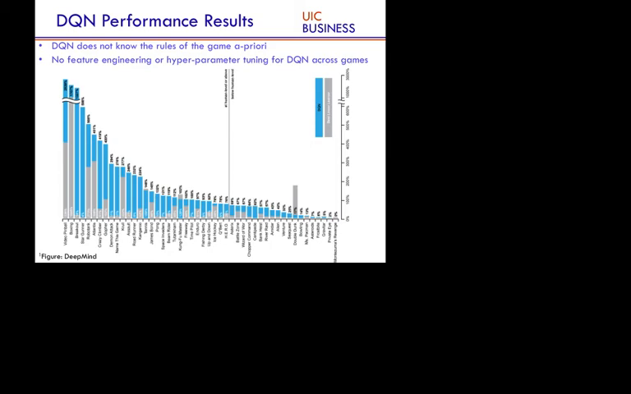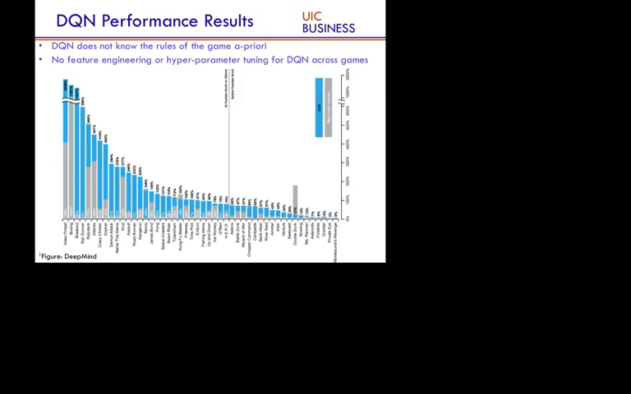Just a performance slide. The DQN agent does not know the rules of the game a priori. For any of the 49 or 50 games that they played, it doesn't know the rules at all. It's just seeing the screens. It's getting the feedback signal, which is a change in the score at the top of the screen. There is no feature engineering of the screen. The screen, as I said, is just the four snapshots.